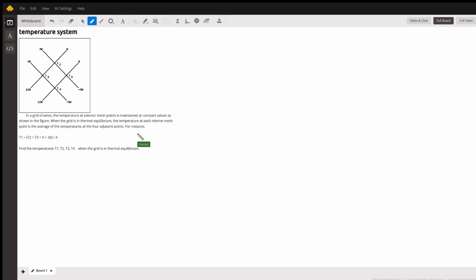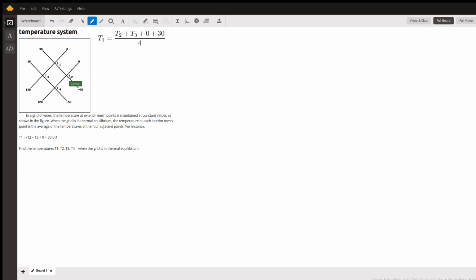So we are going to set up the same equation as we are given with T1. So T1 is equal to T2 plus T3 plus 0 plus 30, all divided by 4. So that's our first equation.